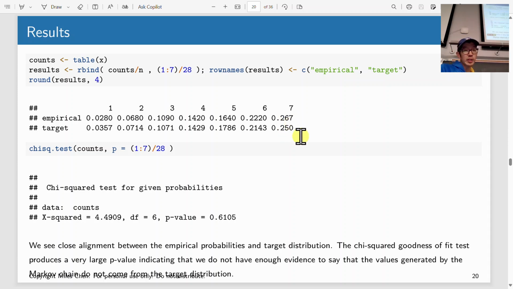I could do a quick chi-squared test to see if there's a significant difference between these proportions and what we got. I get a p-value of 0.6, which says we don't have evidence of a significant difference between my target values and what I actually got. So I would consider that a win. It's somewhat close alignment, not perfect, like 28 versus 35 or 36, but apparently that's not significant.